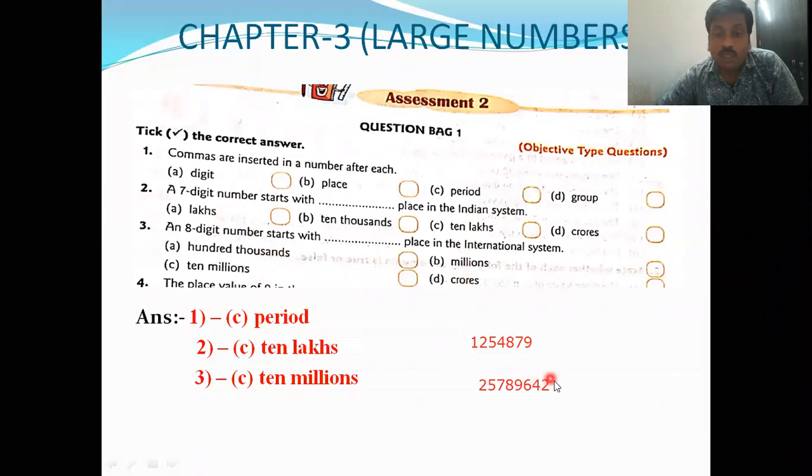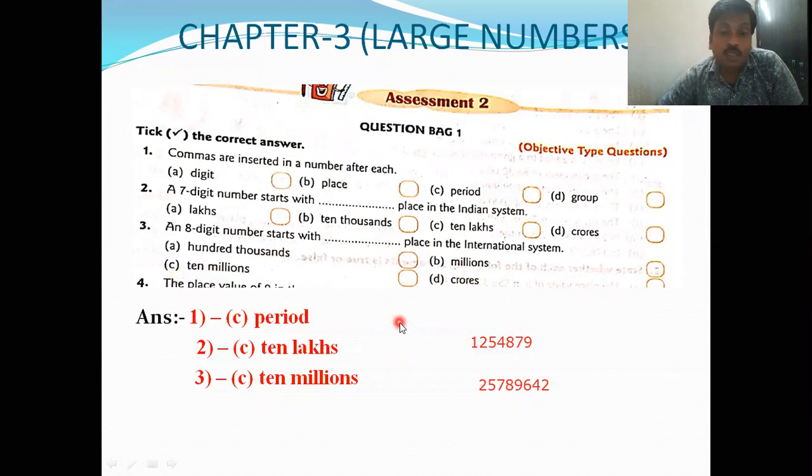Now we count it in the international place value chart. So ones, tens, hundred, thousand, 10,000, 100,000, million and 10 million. Okay children, the first digit of an 8-digit number from the left side is the 10 million. Now which answer is written here? 10 million? Yes, C. So children, C is our correct answer.